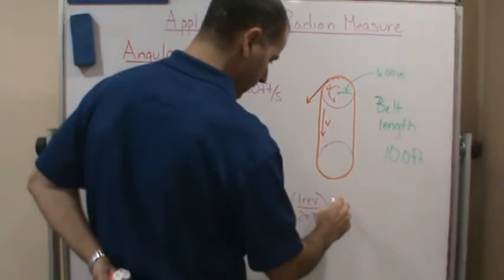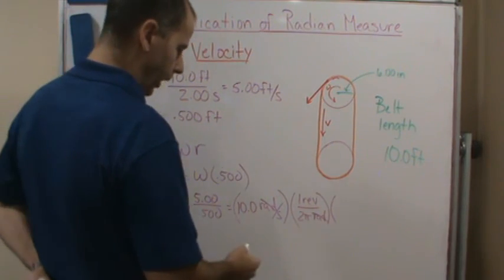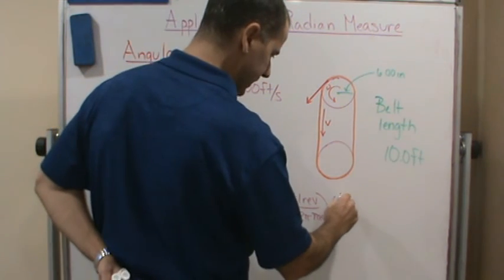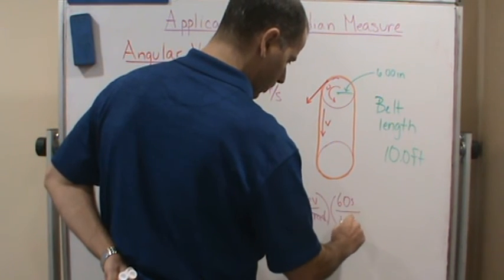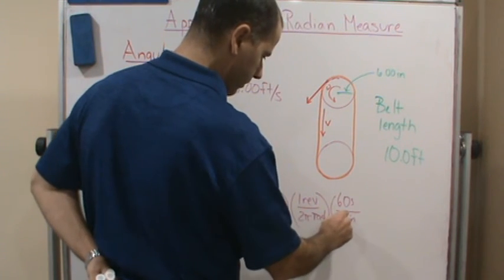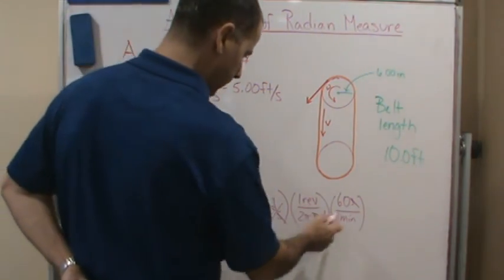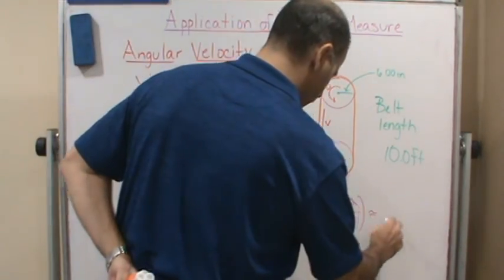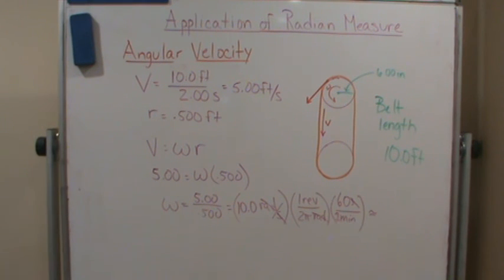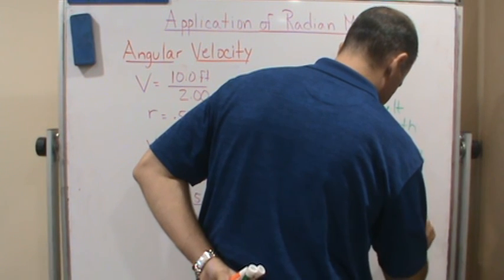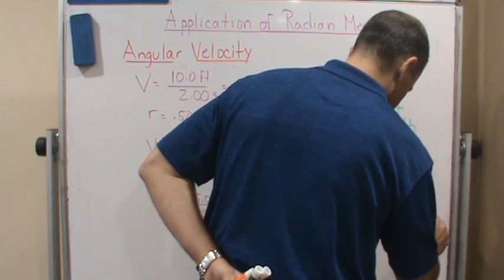Now I want minutes on the bottom. Well, I've got seconds on the bottom here, so I need seconds on top. I know 60 seconds is equal to 1 minute, right? And so seconds cancel with seconds, and now I have revolutions per minute. Now all I have to do is multiply and divide, and I get 95.5 revolutions per minute.